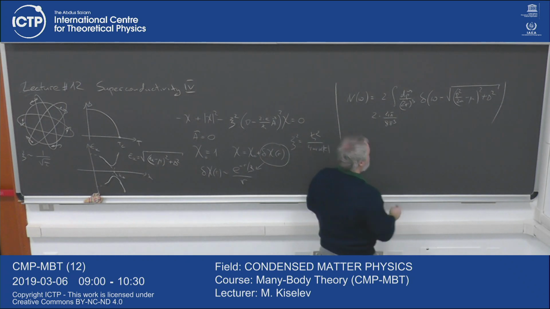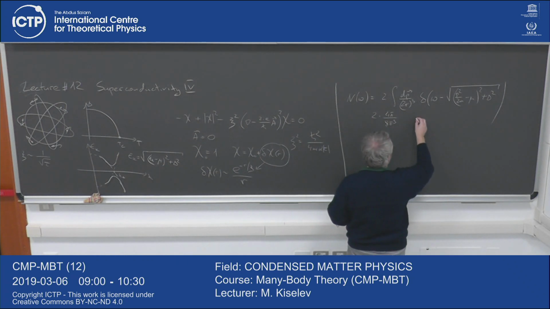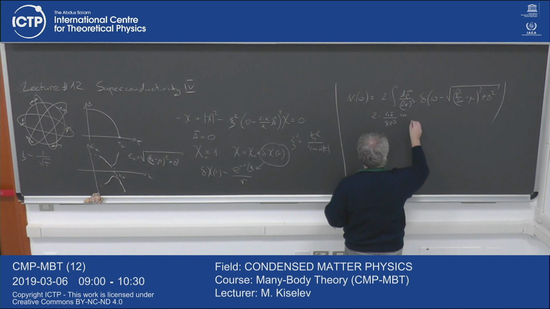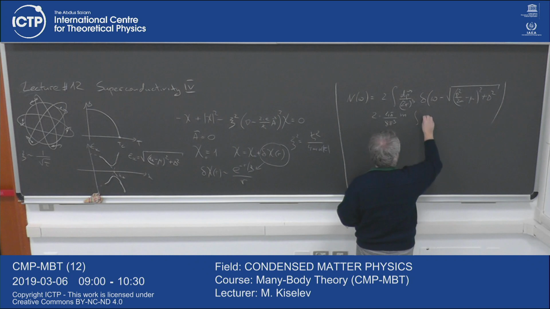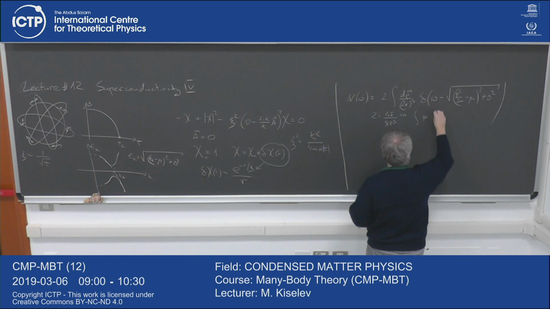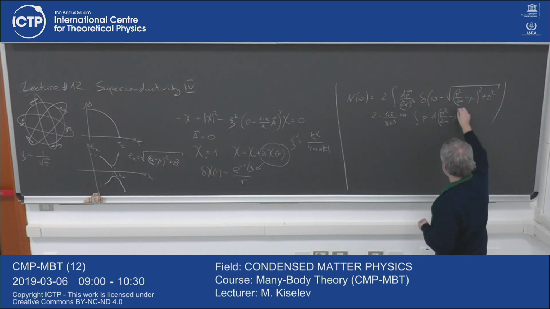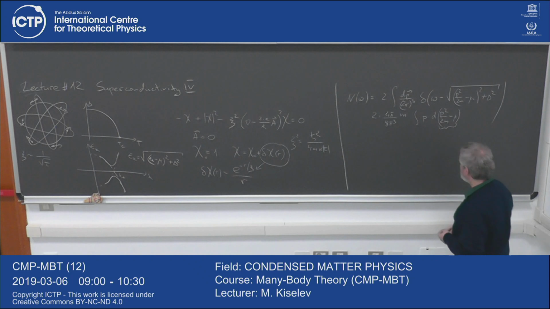Then we introduce a new variable. So I will multiply by m and divide by m. So here we have p squared over 2m, and I can subtract mu here. This will be my new variable.